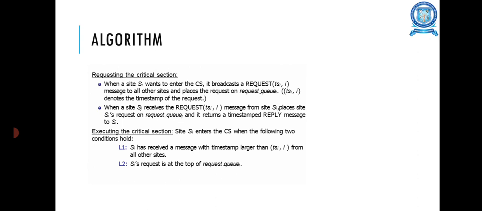The site Si enters the critical section when the following two conditions hold. First, the site has received a message with a timestamp larger than its own request's timestamp from all other sites. Second, the site's request is at the top of the request queue. These are the two conditions for executing the critical section.